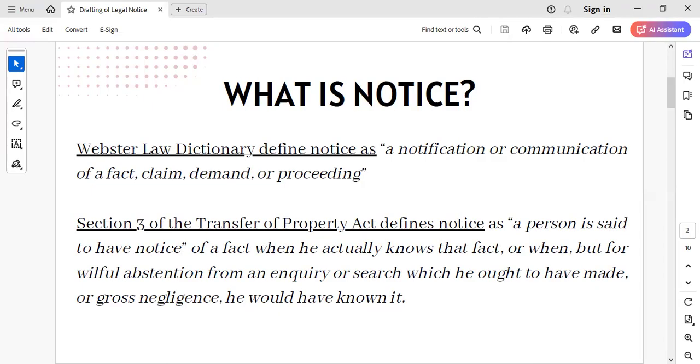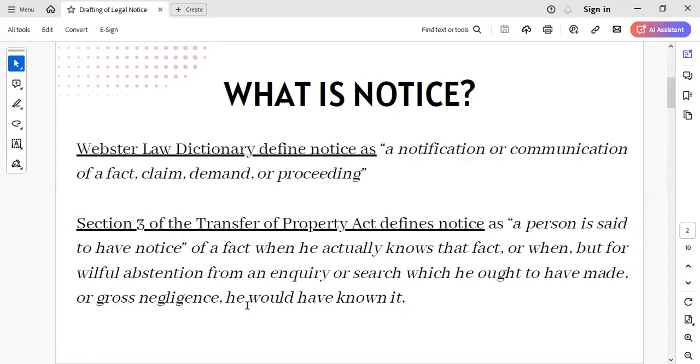Now, what is legal notice as per the law definition? Basically, when a person knows the fact, or when, but for willful abstention, you are not doing something. It is omission. Willful abstention means even though you know it, you're not doing that. Writing a check when you know that there is no money in your account can be called willful, from an inquiry or search which he ought to have made, or gross negligence. He would have known it.